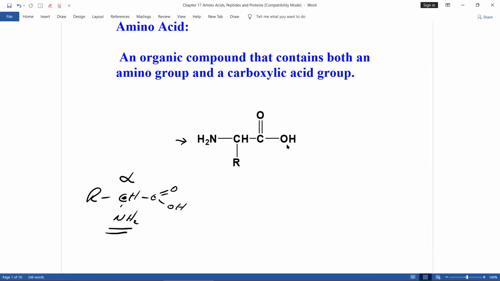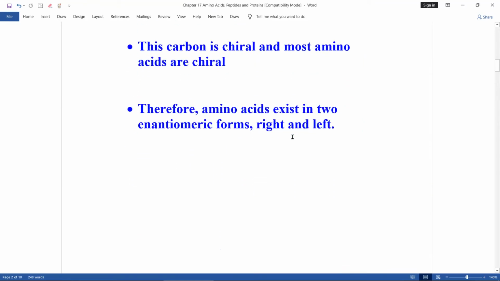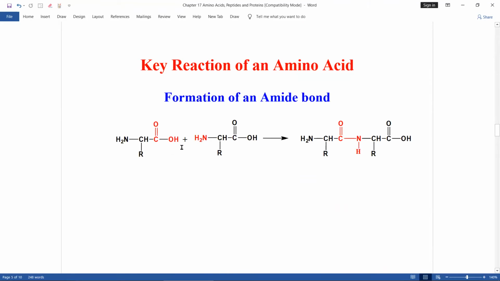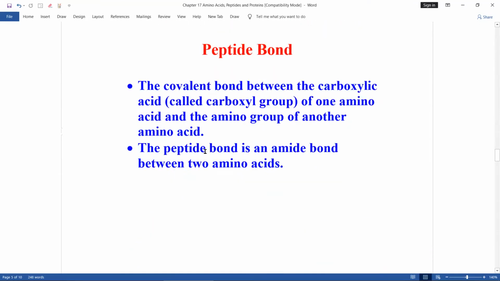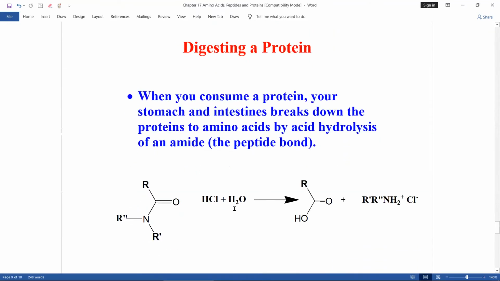And this carbon, the alpha carbon, is chiral when R, and that's math, is not hydrogen. Anything else is chiral. So all but one amino acid is chiral, which I have here. And I'll skip this. When you make an amino acid, react it with another amino acid to make a peptide, all you're doing is an amide reaction. And when you take a protein, which is 50 amino acids held together by amide bonds, when you eat it, you're really doing acid hydrolysis of an amide.